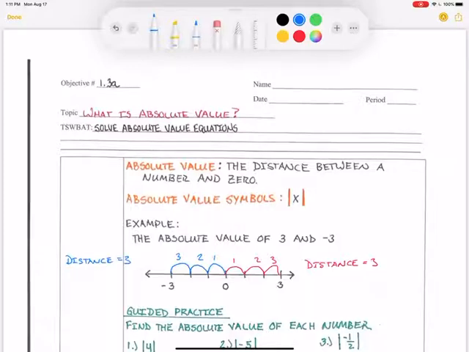So no matter if I'm moving in a positive or a negative direction, my absolute value will always be positive. So the absolute value of 3 is positive 3. The absolute value of negative 3 is also positive 3 because it talks about the distance between that number and 0.